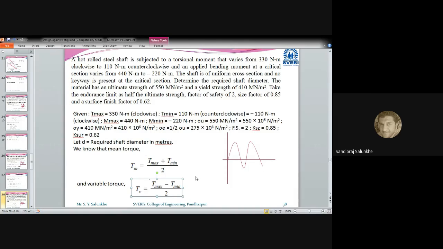In terms of D, of course, it will be in terms of D later on, when we are going to calculate the stress. Now here you just tell me what value will be for mean torque and variable torque.